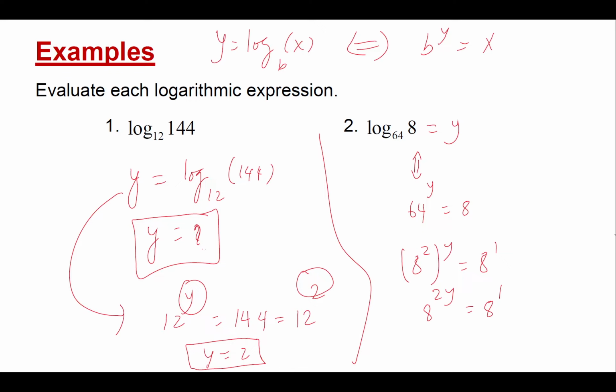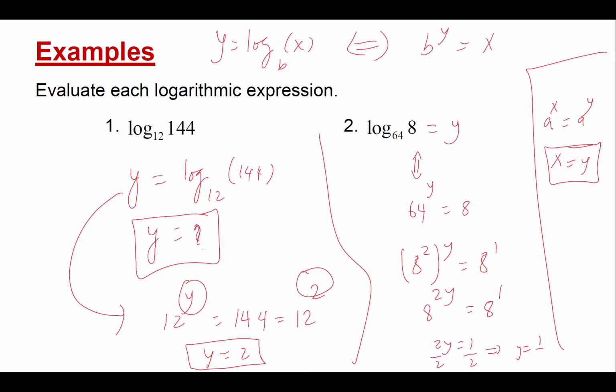Because the base is the same, this is the property I'm using: if you have a to the power x equal a to the power y, with the same base, then x has to be equal to y. So from here I can say 2y equal 1, and if I divide both sides by 2, it gives me the value of y, which is half. y is nothing else but log base 64 of 8. That is our final finding.